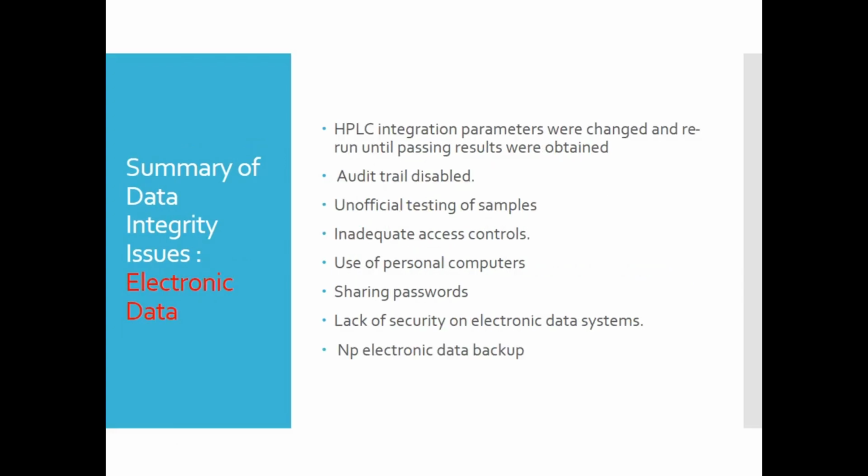Finally, electronic data. So things like HPLC or GC integration parameters changed and rerun until passing results are obtained. Audit trail function being disabled on the instrument or on the software. Unofficial testing of samples with file names like test, trial, demo at the beginning of a run. There are no controls to prohibit unauthorized changes to electronic data, or inadequate access controls.